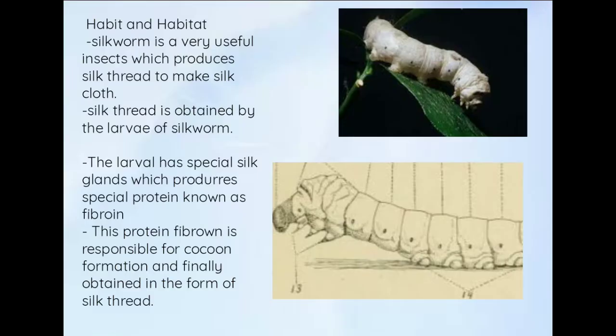Habit and habitat. Silkworm is a very useful insect which produces silk thread to make silk clothes. Silk thread is obtained from the larvae of silkworm. The larva has special silk glands which produce a special protein known as fibroin. This protein, fibroin, is responsible for cocoon formation and is finally obtained in the form of silk thread.